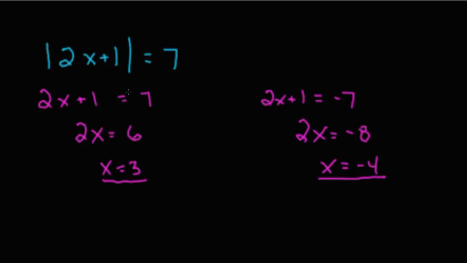And again, we can just plug that in to make sure. 3 times 2 is 6, plus 1 is 7. Absolute value of 7 is 7. X equals -4: 2 times -4 is -8, plus 1 gives us -7. Absolute value of -7 is 7.